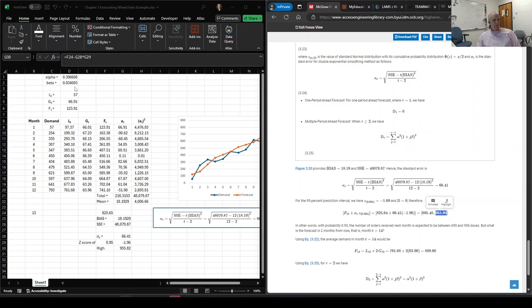We have some precise numbers here in our alpha and beta. We have some more decimals. On the low end, it's going to be, again, our point estimate plus our error times our 95% probability, and that gets us our 695.48, which is very close to the book. Actually, it's exactly the book. So those are the answers for week 13. The forecast is 825.65 with a high and a low based on a 95% probability.